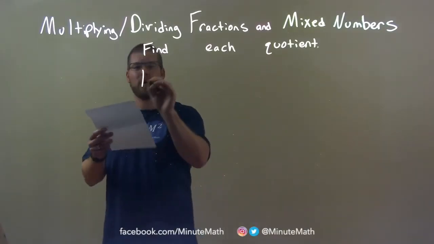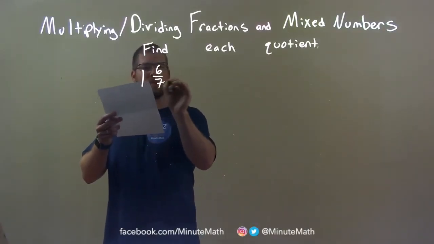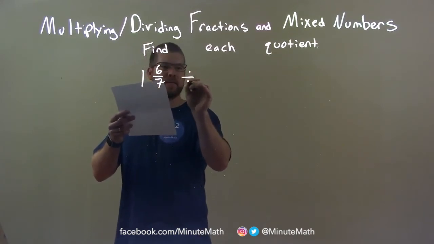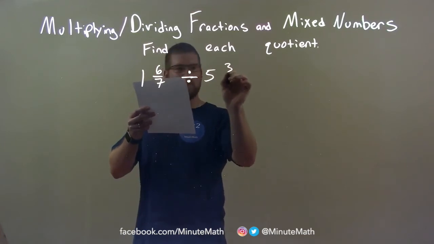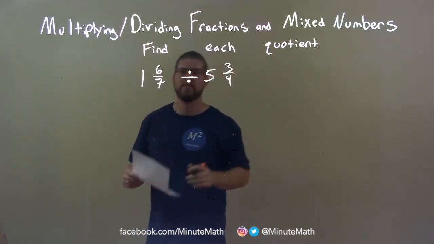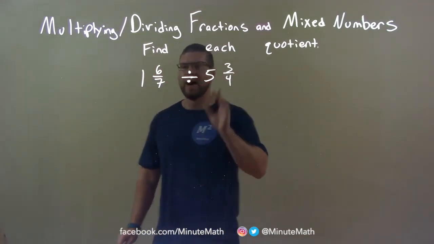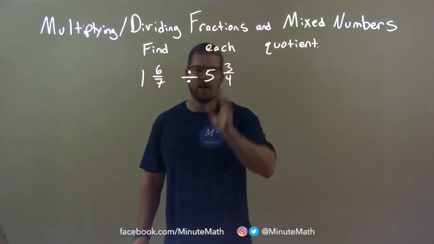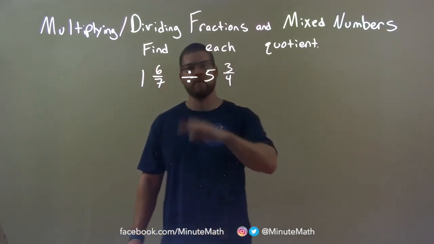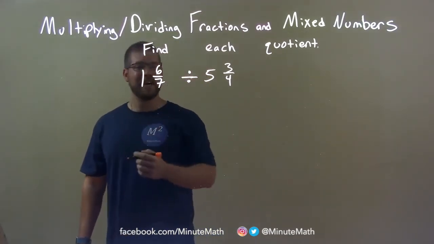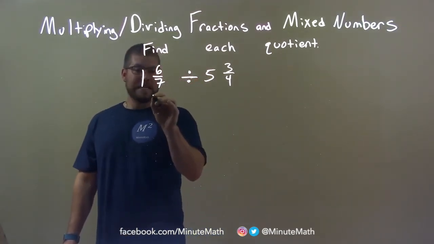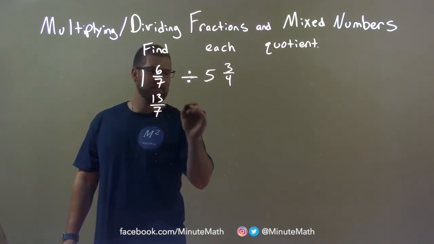These numbers, 1 and 6/7 divided by, it's a weird division symbol, 5 and 3/4. Okay, first things first, I do not like proper fractions. I like improper fractions when I do multiplication and division. So let's convert that. 7 times 1 is 7, plus 6 is 13. 13 over 7. Division.